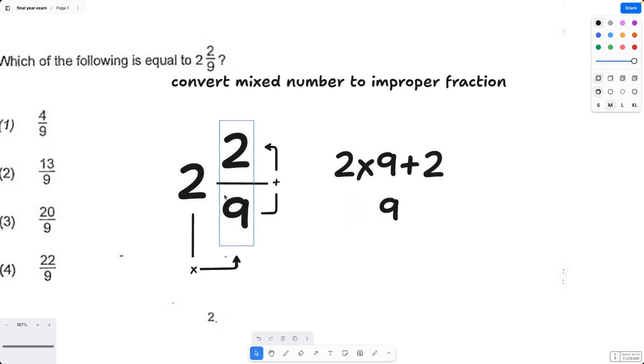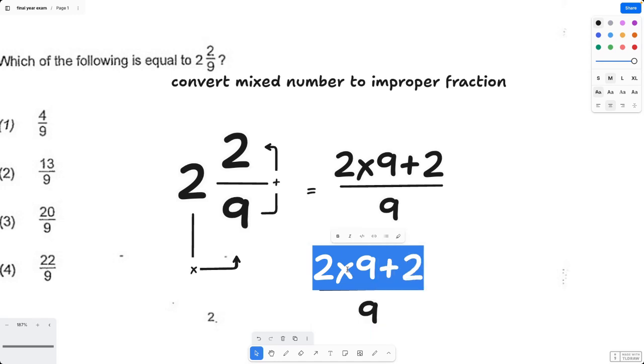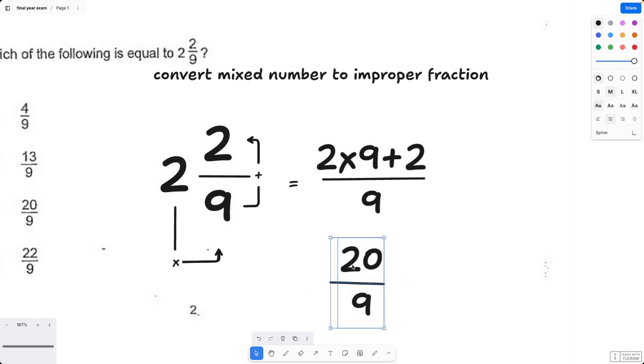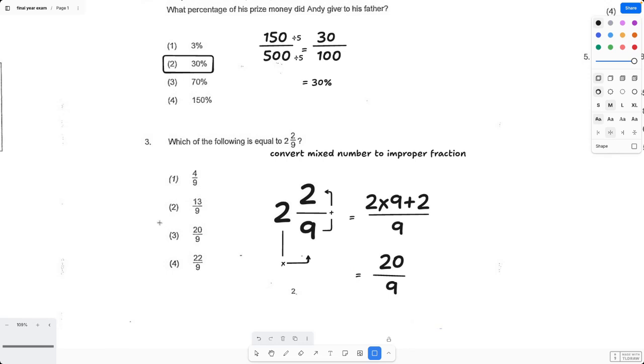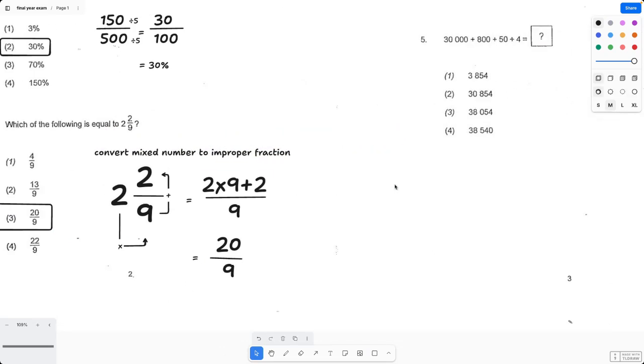Okay, so in this case, we can just calculate the numerator. Okay, and 2 times 9 plus 2, what this will become is, in this case, 20, right? So if you want to break it down, it's basically 2 times 9 first plus 2, right? So 2 times 9 is 18 plus 2 is 20. Okay, so the answer is 20 out of 9. With that said, the answer to this question 3 is 3. All right, that's it. Let's move on to the next question.